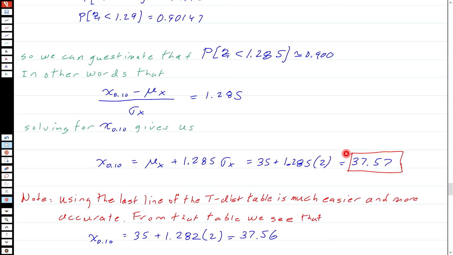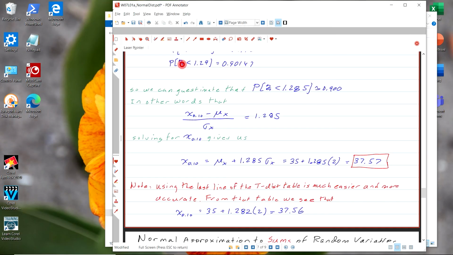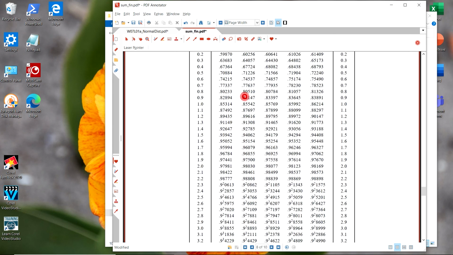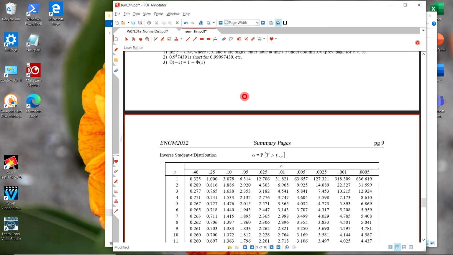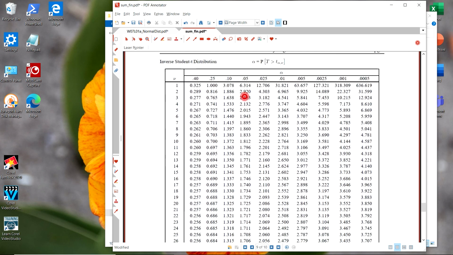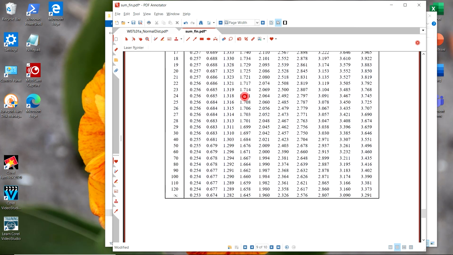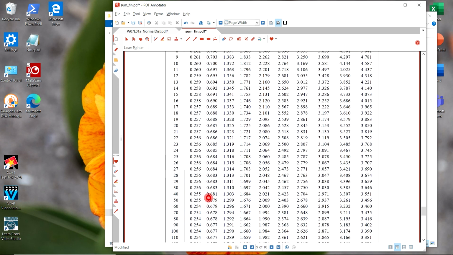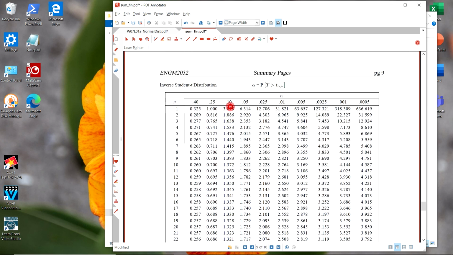Now, I should point out a little trick. If you're doing these inverse problems where you're trying to find a value of z that corresponds to a certain probability, it's much easier to do this using the last line of the t-distribution table. We haven't talked about the t-distribution table yet, but we will shortly. If I go back out and look at my summary pages, the table after the normal distribution is the t-distribution table. It turns out that the very last line of this table corresponds to the standard normal.